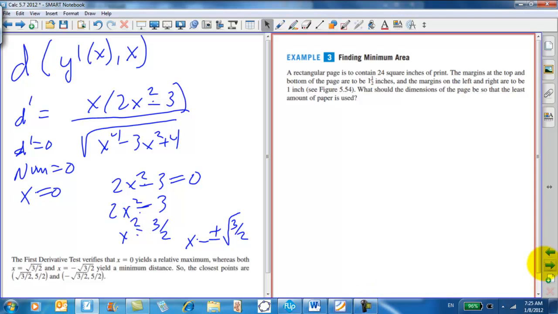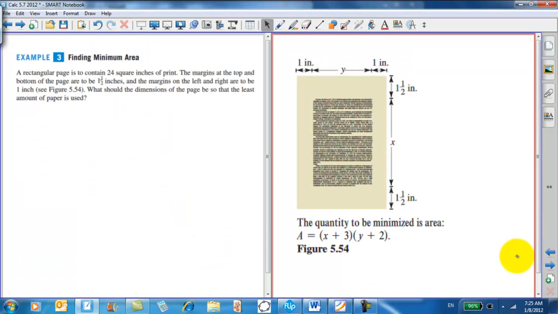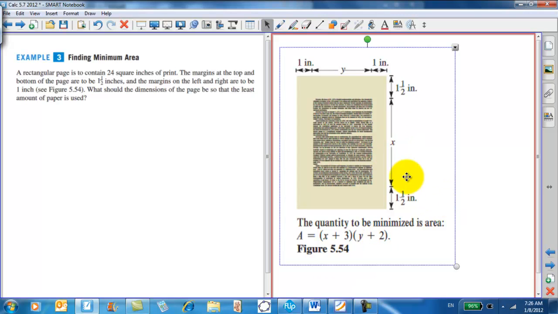A rectangular page is to contain 24 square inches of print. The margin at the top and bottom would be 1.5 inches. The sides are to be 1 inch. What should the dimensions of the page be so that the least amount of paper is used? Okay, so we have to have 24 square inches of print. So this is fixed. So how should we set up the page x by y so that we use the minimum amount of paper? So here's our primary equation again.